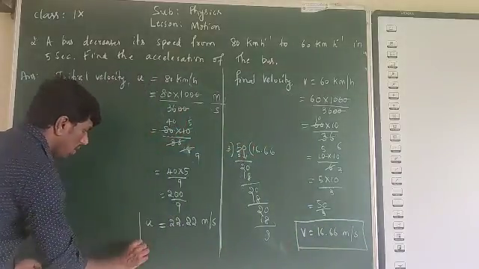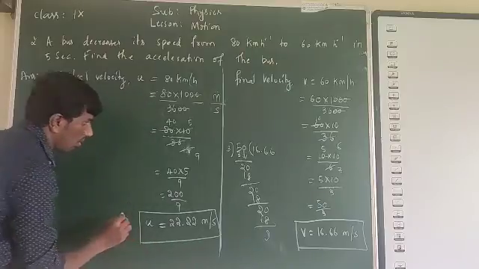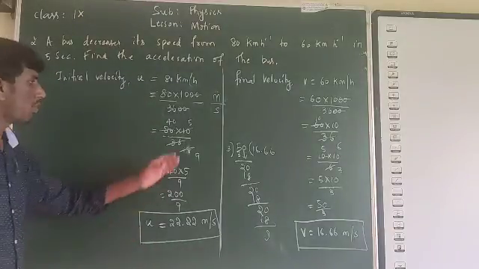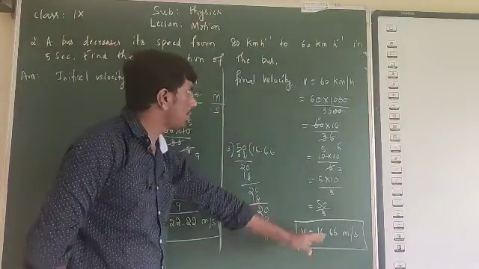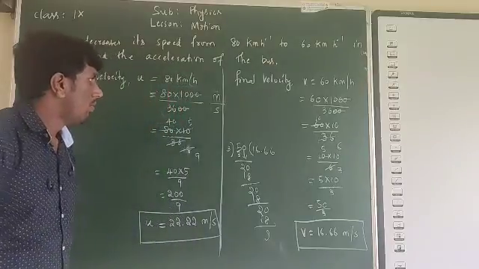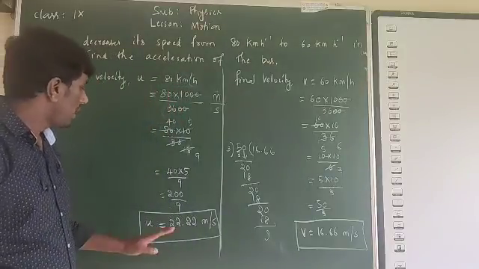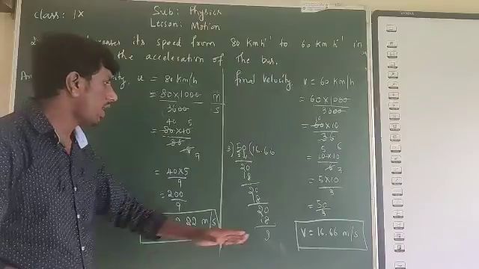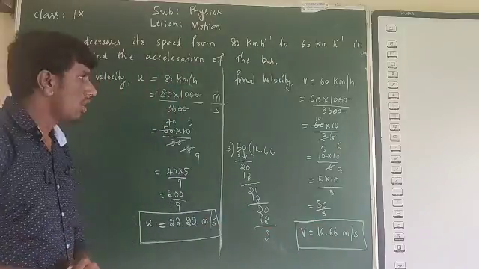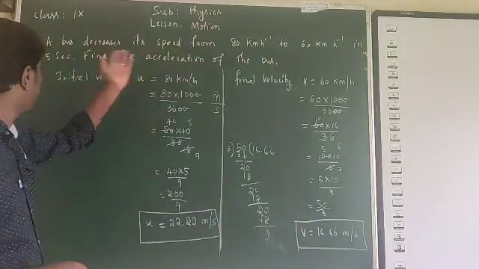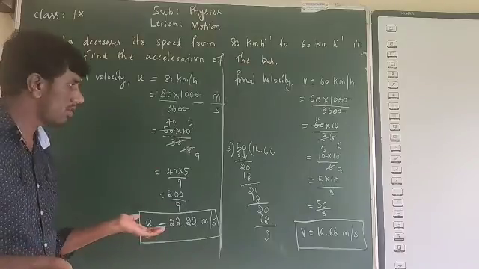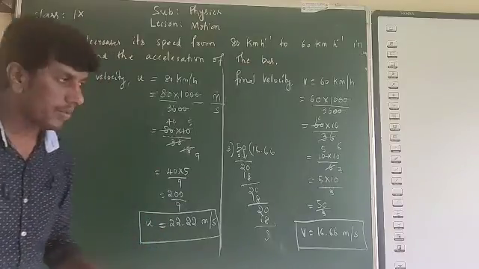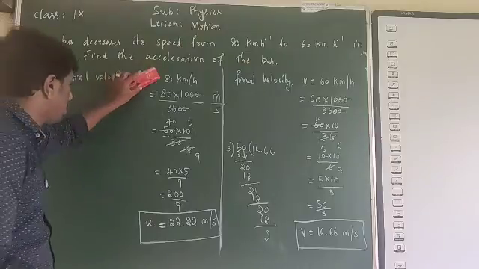This is initial velocity. Okay, so it is given in kilometer per hour, we have converted into meter per second. Now initial velocity is 22.22. We'll use the acceleration. Time taken is 5 seconds, it's already in seconds. Okay. We'll write the acceleration formula.